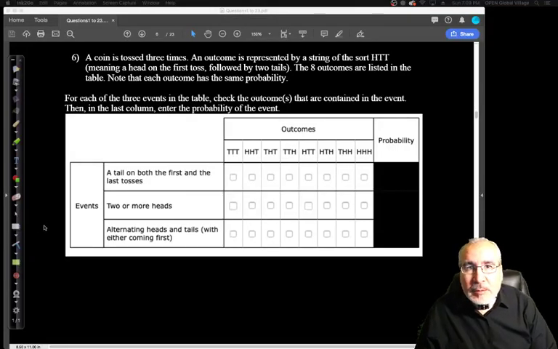Here we are at question number 6. We've got a table here. We can see that clearly. I don't really see a question mark, so let's read.